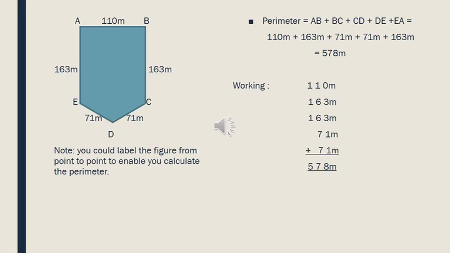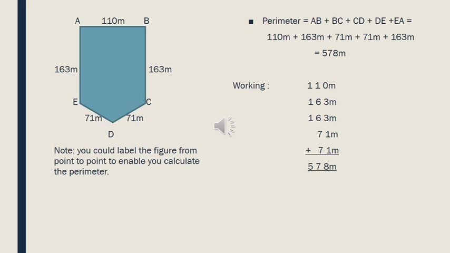And if you look at the formula I wrote there, starting from my point A, AB, which means the distance from A to B, BC, which means the distance from B to C, CD, DE, and EA. So what I have written there now gives us 110 meters plus 160 meters plus 71 meters plus 71 meters plus 163 meters.